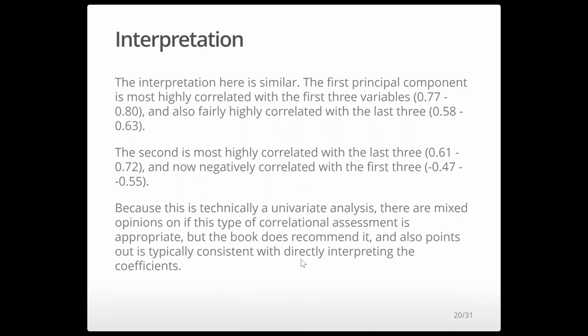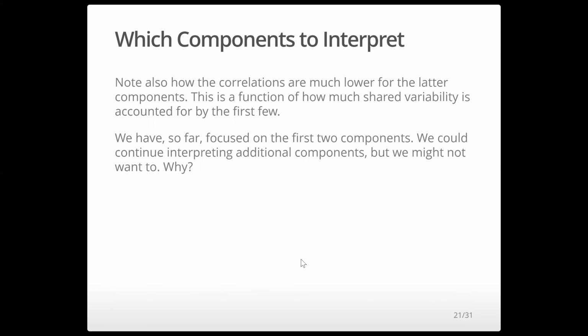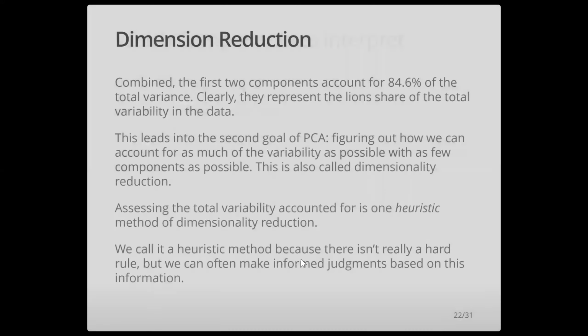And so the interpretation here is similar again, and this just goes over what I just said. And so we now get to this idea that we want to decide which components we want to interpret. Really I've focused on the first two components so far, and there's a reason for that. We could continue interpreting additional components, but why might we not want to? The reason is that combined, the first two components account for such a large proportion of the total variance in the data, by far the lion's share.